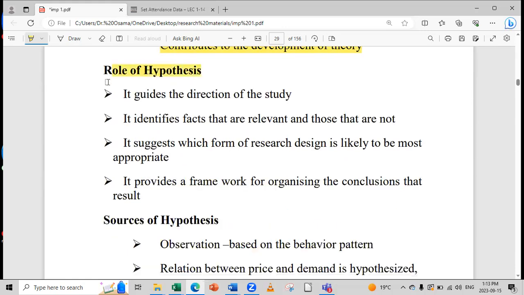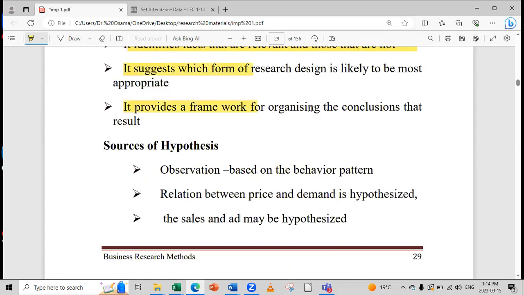So the functions of the hypothesis: it's a guide for the direction of the study. It identifies facts that are relevant and those that are not relevant. It suggests which form of research design is likely to be more appropriate, and it provides a framework for organizing the conclusion, because I do the research actually to reach the step of the conclusion, and this is the most important step in all research.